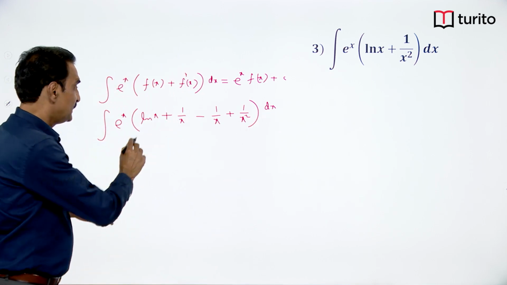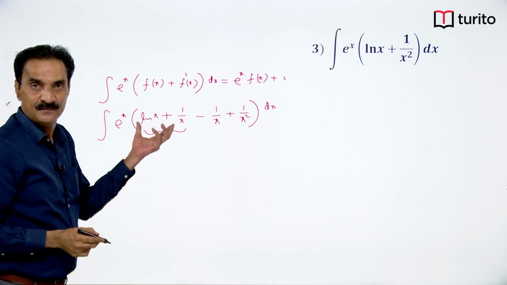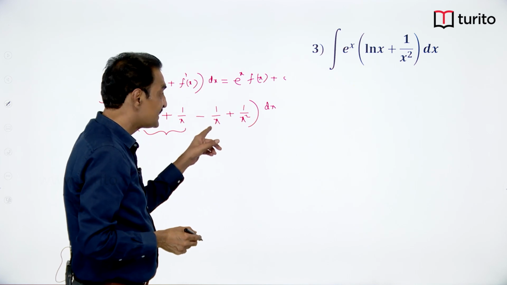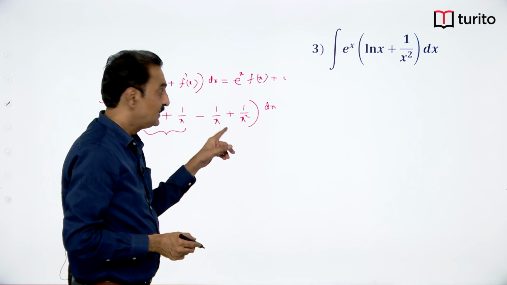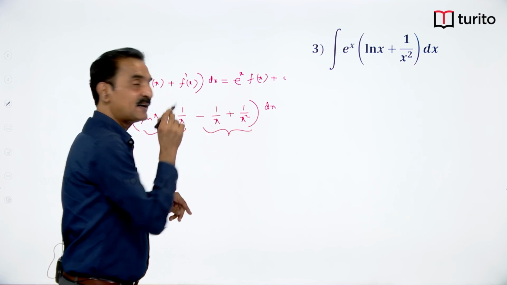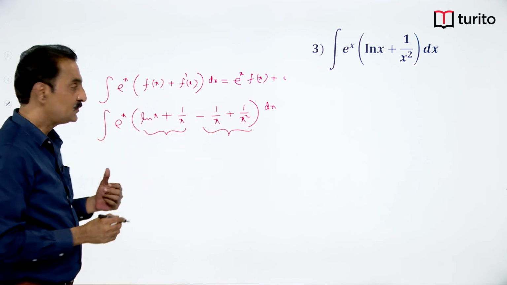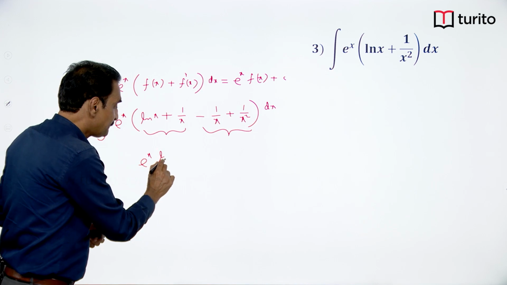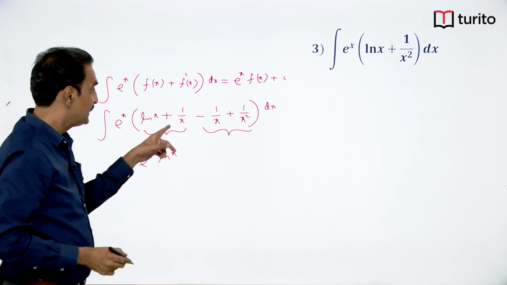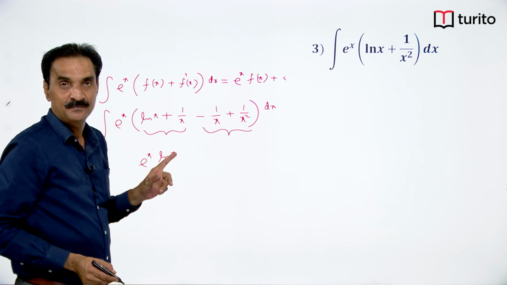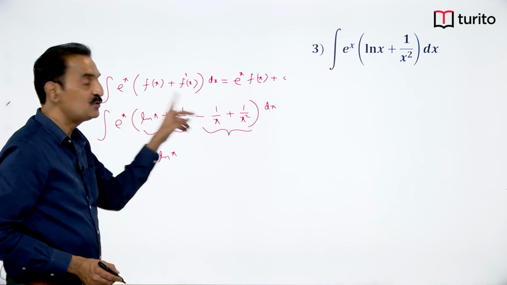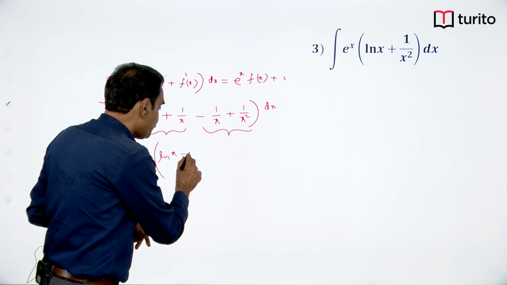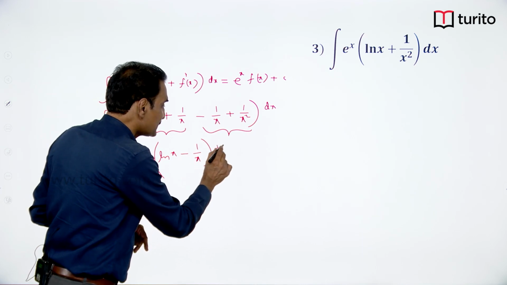Now, observe, this is f of x plus f dash x. We can use this formula. If you observe this and this, derivative of minus 1 by x is plus 1 by x square. So, again we can apply the same formula a second time and get this integral. So, now integral of this into ln x plus 1 by x is e power x into ln x by this formula, and integral of e power x into this plus this, again by the formula, is e power x into minus 1 by x. We can take e power x common: e power x into ln x minus 1 by x plus c.